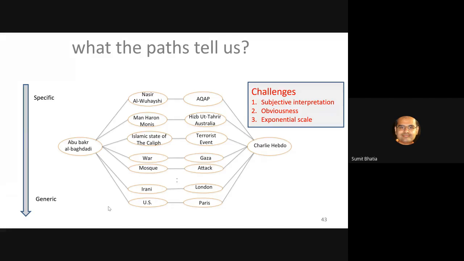So now you could see how all these pieces come together. Al-Baghdadi is connected to this terrorist who is part of the AQAP organization, who was related to the Charlie Hebdo terrorist attack, right? So now you established a chain or a link or a series of evidence between a terrorist and a possible terrorist attack.